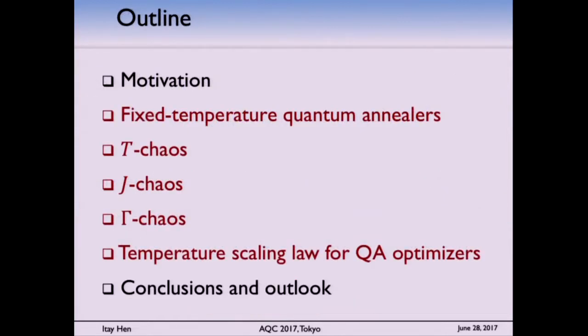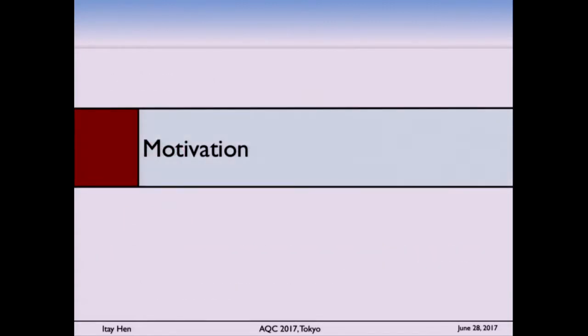And so this is a brief outline of my presentation. I'll start with some motivation. I'll talk a little bit about fixed temperature quantum annealers, and then go through a little bit of chaos. So there's, I guess, 3 types of chaos, which we call T chaos, J chaos, and gamma chaos. Of course, I'll explain all of them, and if time permits, I'll talk about temperature scaling law for quantum annealing optimizers.